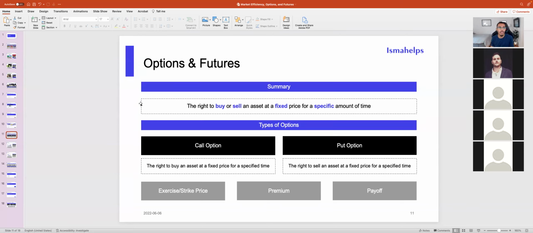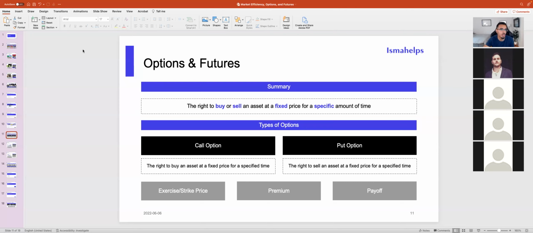What is an option? An option is the right to buy or sell an asset, i.e. a stock, at a specific price, so at a fixed price for a specific amount of time. Okay, let me say this one more time. I want to let it stick. An option is the right to buy or sell an asset at a fixed price. So that's a specific price for a specific amount of time.